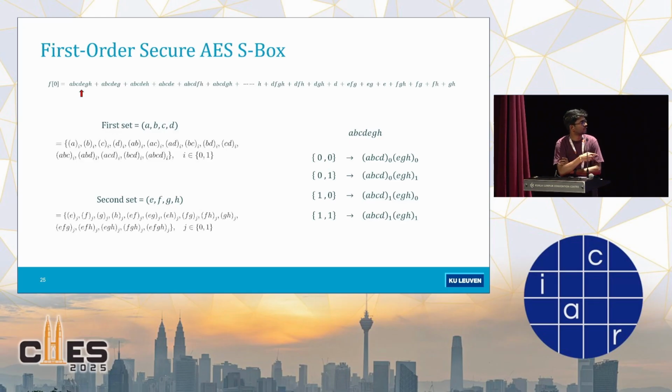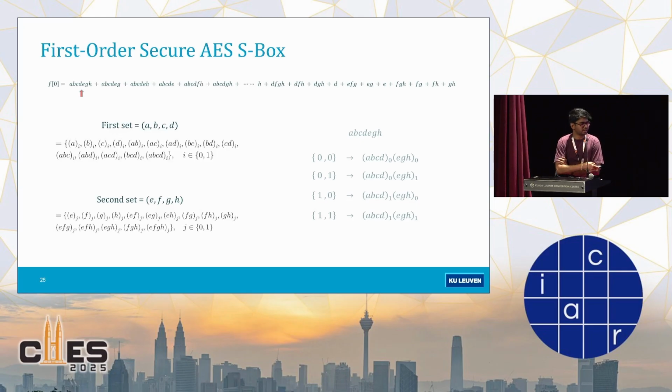So for example, A, B, C, D, E, G, H, you have A, B, C, D from the first set, so you can take this one from there. And then E, G, H, you can take from the second set output. And then this is a DOM-like construction because you have 4 domains, 0, 0, 0, 1, 1, 0, and 1, 1, and then you multiply them.